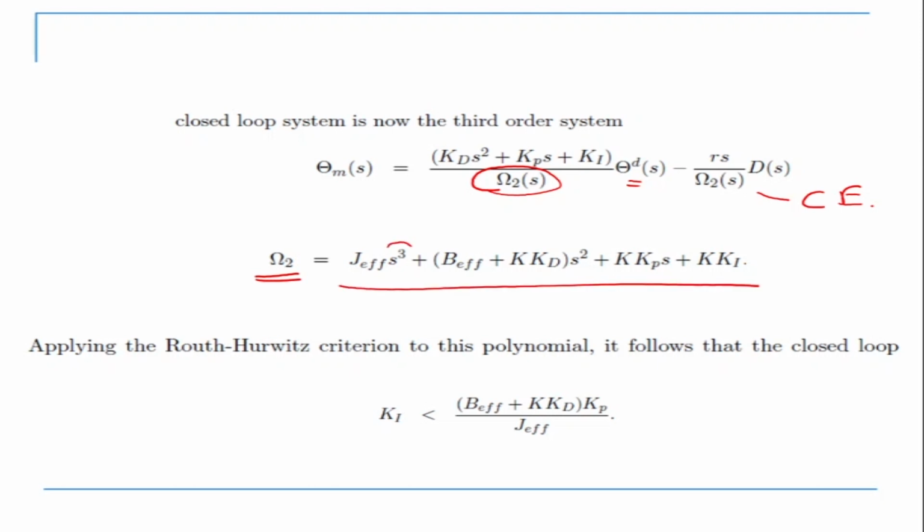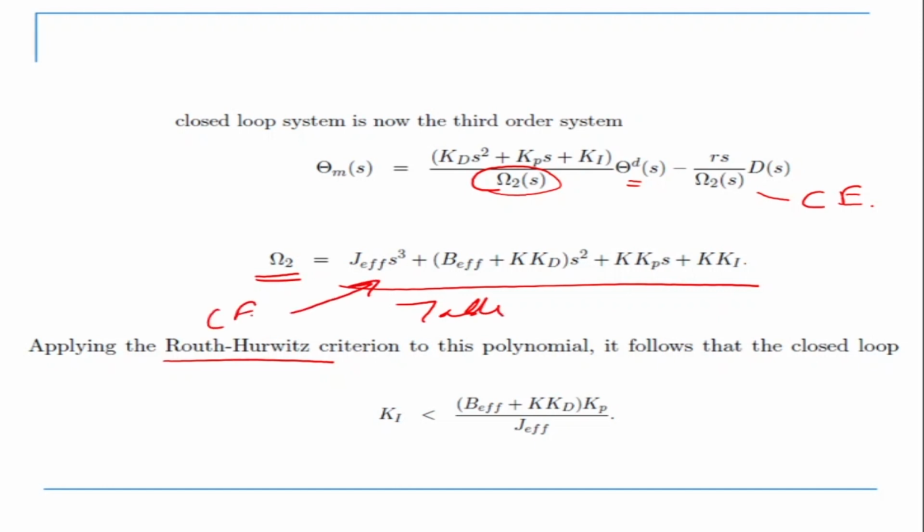Now you see that this is s cubed, which means that it is not guaranteed that the roots of this equation will always be on the left hand side. If the roots are not always on the left hand side, this can become unstable. Okay, so how do we check for stability? We use the Routh-Hurwitz criteria we have seen. So we make the Routh table.